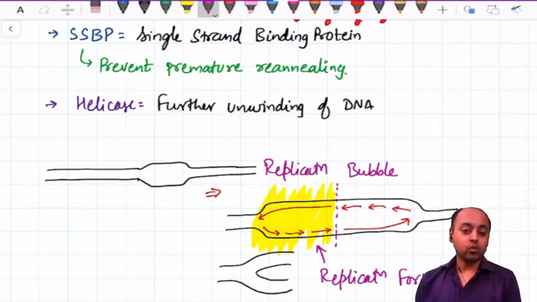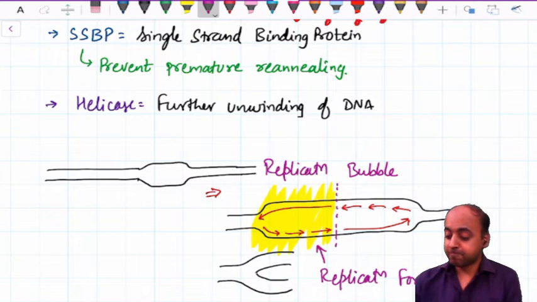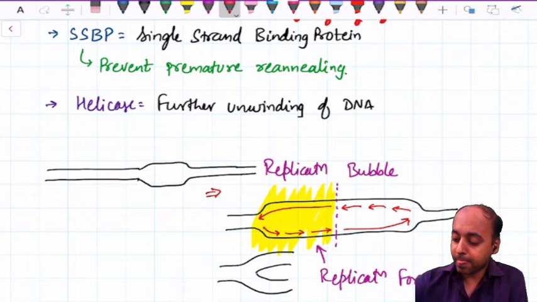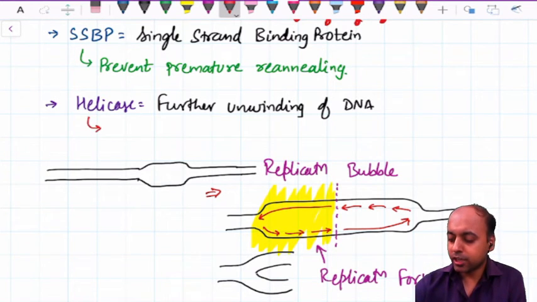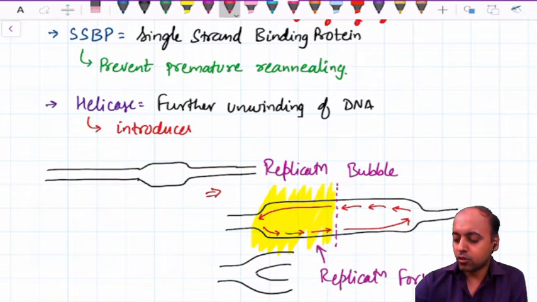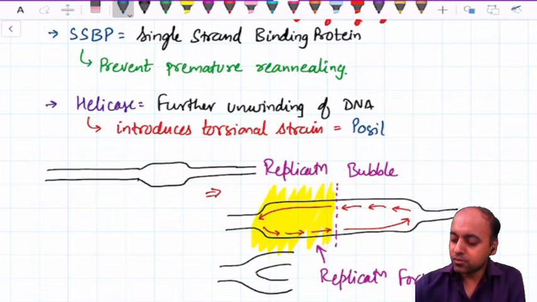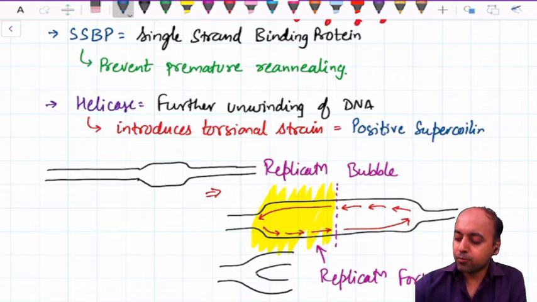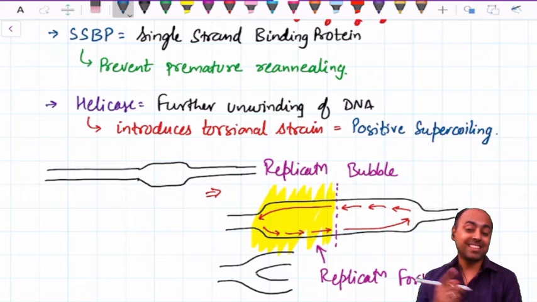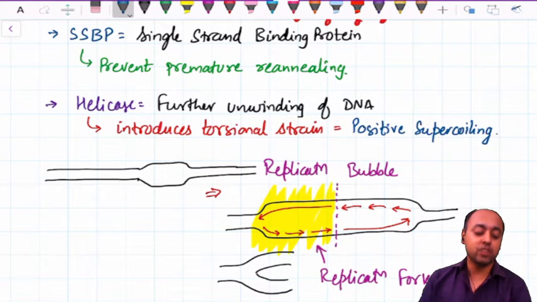Before I go to the replication fork, one very important point. The helicase, although it causes the unwinding of DNA, also introduces torsional strain, which ultimately results in positive supercoiling. Now this is a very big problem. Positive supercoiling and the torsional strain is a very big problem.